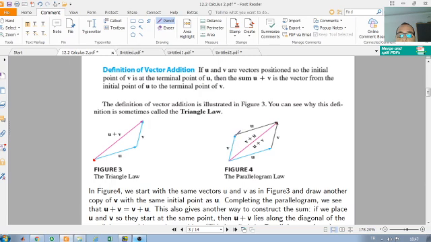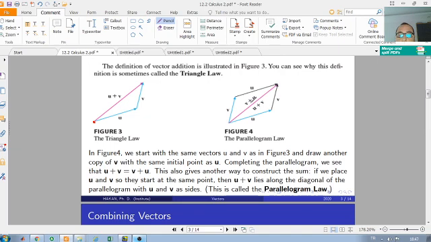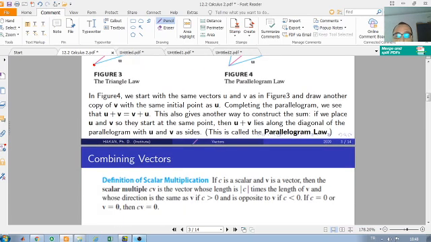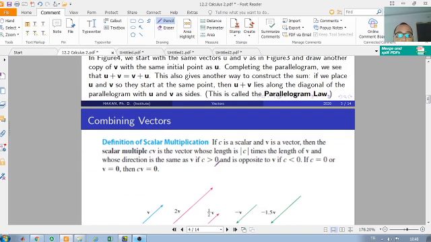By moving the vector v to here, you can obtain u plus v, or by moving the vector u to here, you can obtain v plus u. We get the same vector, which is the red one. Therefore v plus u is equal to u plus v. Visually, this is called the parallelogram law.